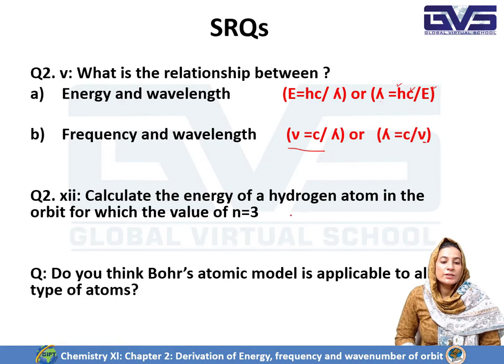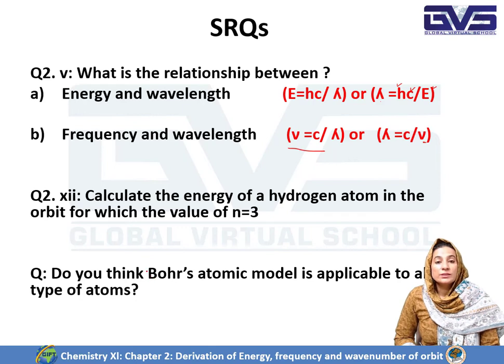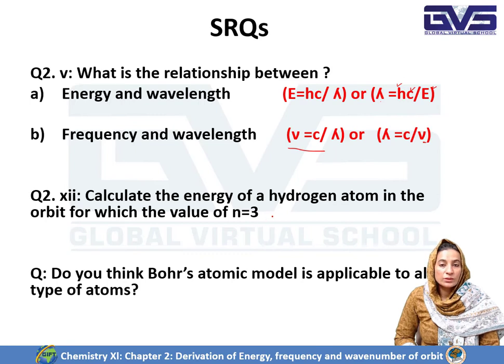Calculate the energy of the hydrogen atom in the orbit for which the value of n is 3, meaning orbit number is 3. Apply the formula to calculate the energy, and keep the value of n as 3. So E3 you have to calculate with minus 1313.35 divided by 3 squared. I have already calculated this in this lecture. Okay, question is for you. Do you think Bohr's model is applicable to all types of atoms? No, this is applicable to monoelectron systems like hydrogen, helium ion, and lithium ion.